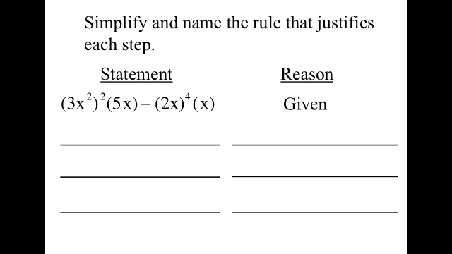So now we're going to mix all of our rules up, and we are going to justify our reasons and what allows us to do that particular step in the mathematic process. All right, so step 1, when I have the quantity of 3x squared, we're going to use our power to a power property and make that 9x to the fourth power times 5x. Minus, what do I do in the next step with 2x to the fourth times x?